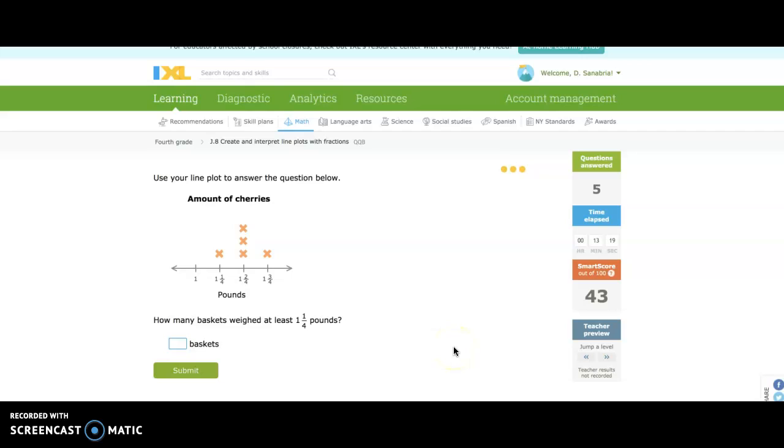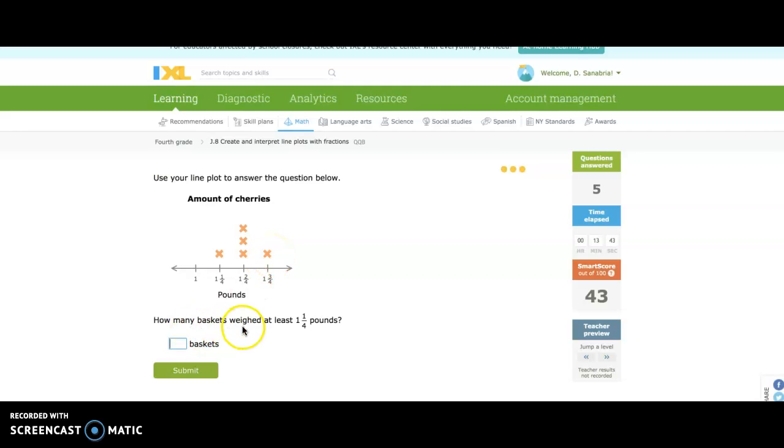I'll do one more question with you. The question says, use your line plot to answer the question below. Amount of cherries. The question says, how many baskets weighed at least 1 1/4 pounds? Well, this basket weighed 1 1/4 pounds. These three baskets weighed 1 2/4. And this basket weighed 1 3/4 pounds.